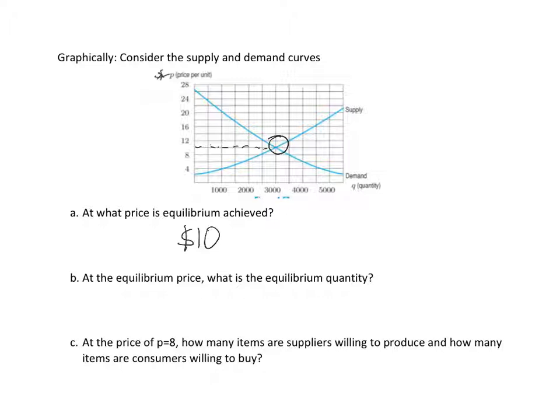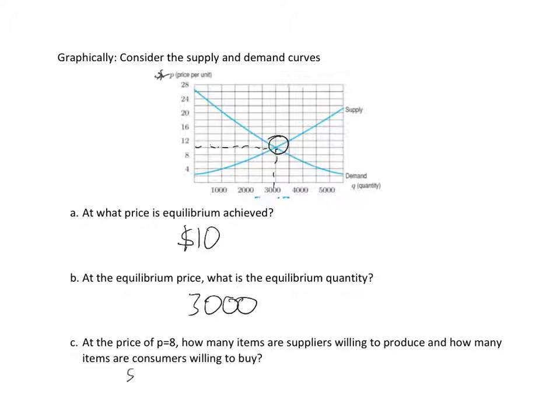At this price, the equilibrium quantity appears to be 3,000 items. In other words, at the price of $10, quantity supplied and quantity demanded is both going to be 3,000. Well, let's look at what happens if we choose a different price. So let's say we choose the price to be $8.